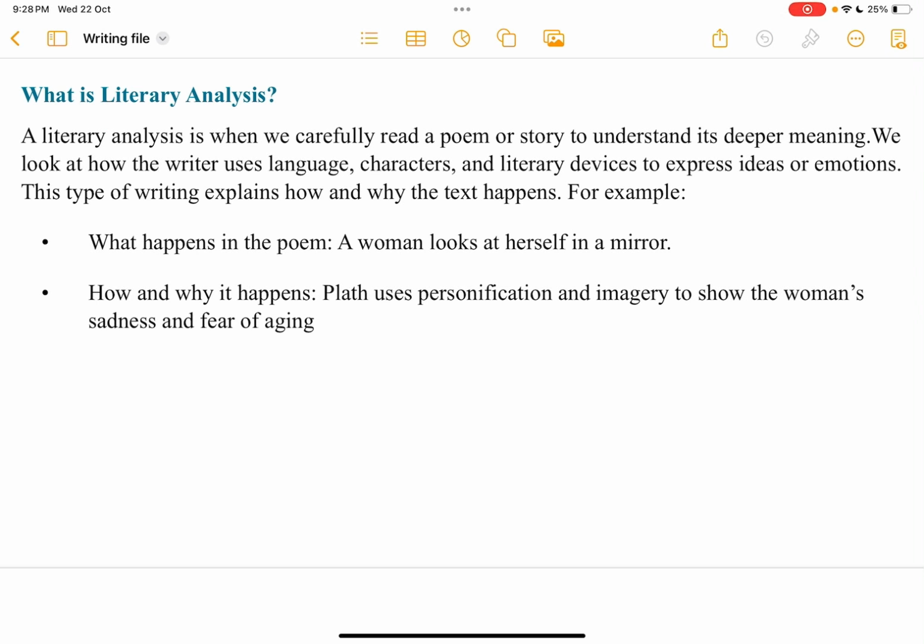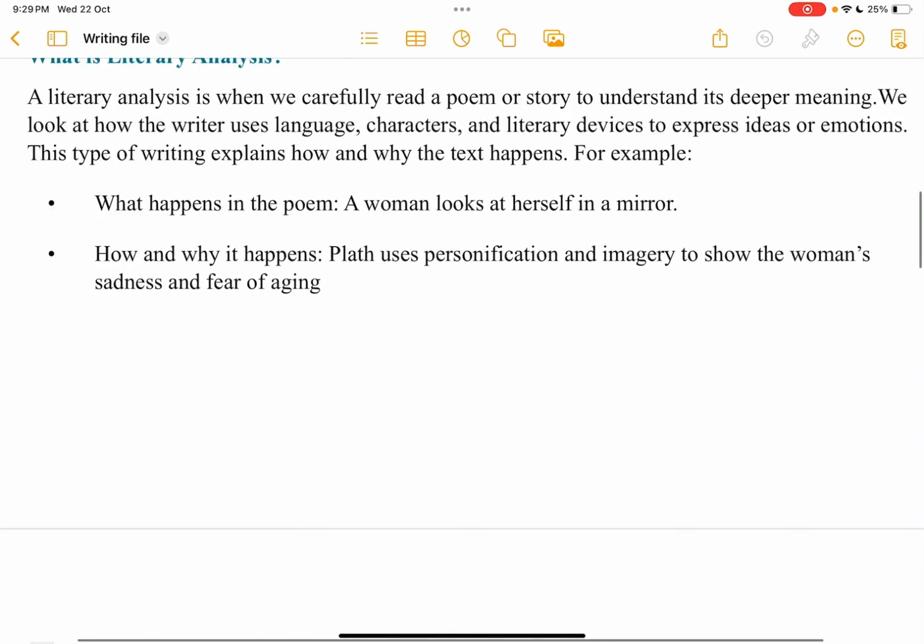This type of writing explains how and why the text happens. For example, what happens in the poem Mirror, and how and why it happens. What happens is a woman looks at herself in the mirror. Okay, this is what happens, right? And then how and why it happens. It happens by the poet Sylvia Plath using personification and imagery to show the woman's sadness and fear of aging. It's when she makes the mirror speak and the lake speak and all of that.